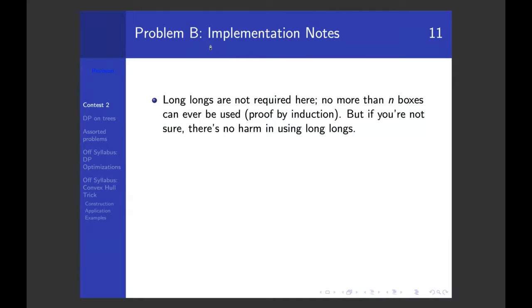Some implementation details. You don't need longs. There's no more than n boxes that can ever fit inside. Proof by induction, fairly simple. If you assume the box of size k can only have k boxes in it, then the box of size k plus 1 can only have k plus 1 boxes in it. This isn't required to solve the problem because there's no harm in using longs for the most part. If you're not sure, just use longs, but not required.